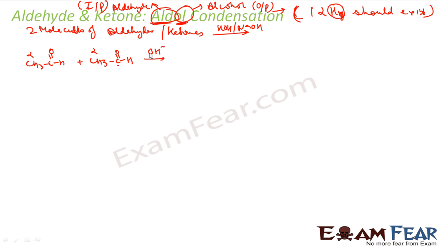Let's see the reaction mechanism first. As I already told, this is a base and the base is looking for an H plus. And as I already told, the alpha hydrogen is the one which is acidic. So it will attack any of the alpha hydrogens. So what let me do is put all the hydrogens like this.